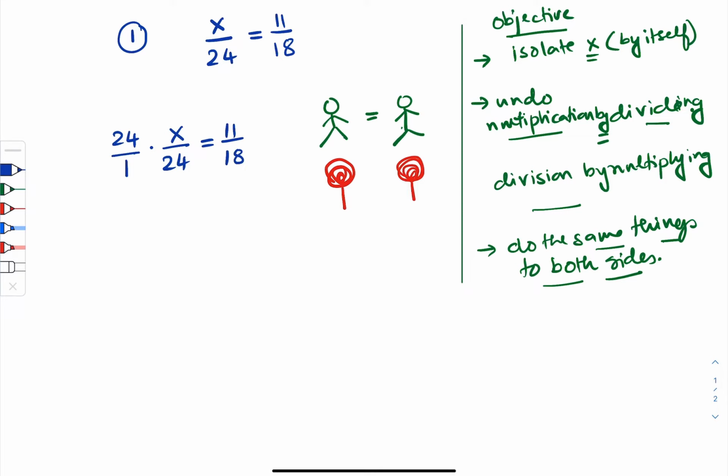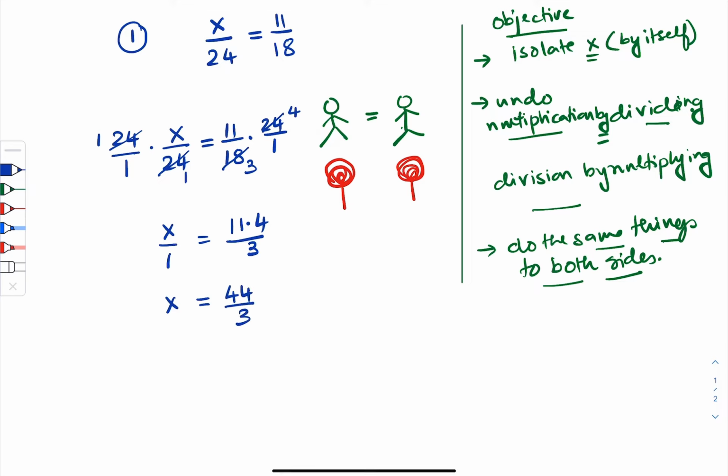Because of the popsicle effect, we give a popsicle to the other kid on the other side. So that's 24 over 1. Now we can see that these two 24s get cancelled out, leaving behind 1. So the left side simplifies to x over 1, which is equal to, and on the right side, before you multiply, remember we got to reduce before multiplying. If you take 18 and divide it by 6, you get 3. You take 24 and divide it by 6, you get 4. That's the extent to which you can do it. So then you have 11 times 4 over 3. The left side becomes x is equal to, and the right side becomes 44 over 3.